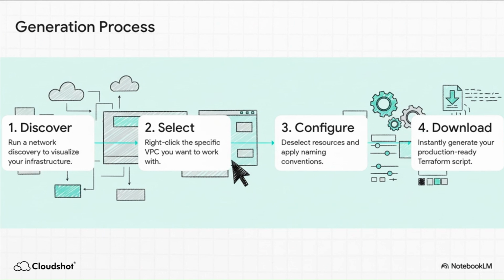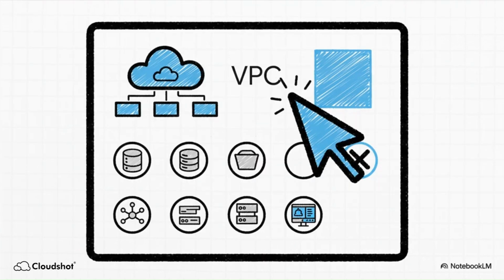And once you have that visual map, the whole process is incredibly straightforward. Step 1, you discover your infrastructure. Step 2, you visually select the exact resources you need. Step 3, make a couple of quick configurations. And Step 4, you download your script. That's it.